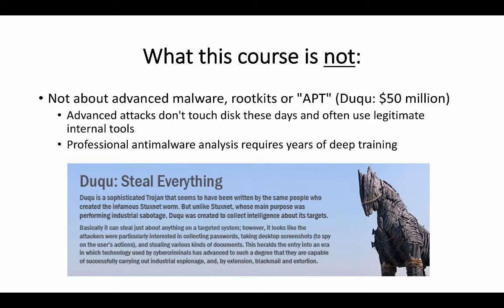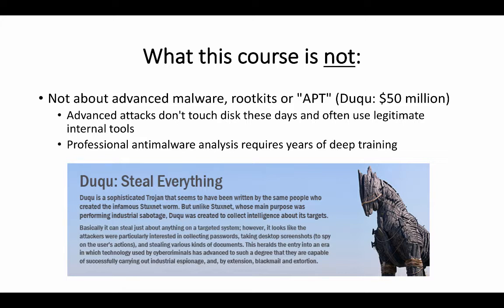What this course is not about is advanced malware. It's not about rootkits. The average piece of malware may cost $100, $200 to make, the average common piece of malware or spyware. Whereas Duqu, in this particular example, was created by governments and cost $50 million to produce. These rootkits will hide themselves. You're probably not going to be able to find them as easily. Advanced attacks don't touch disk much these days, and they often use legitimate internal tools, so you may not be able to see a bad guy on a system and necessarily recognize that all the time.